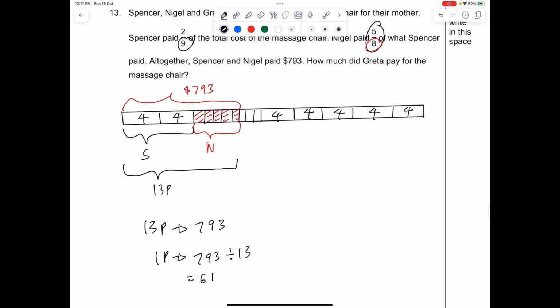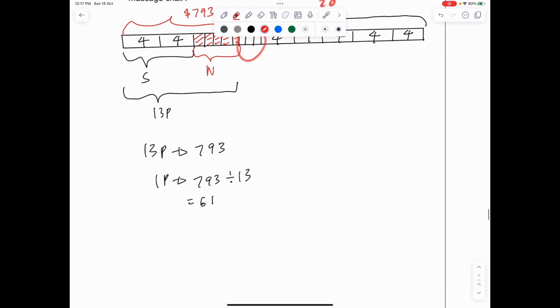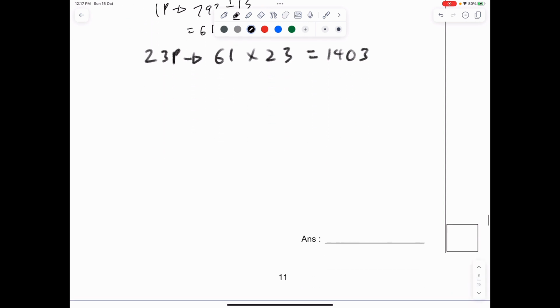So how much did Gretel pay? In this case, the total unit parts over here is 1, 2, 3, 4, 5. 5 times 4 is 20. Don't forget you need to add this 3 over here. So total 23. So 23 parts would be 61 times 23, and your answer would be 1403. Alright.